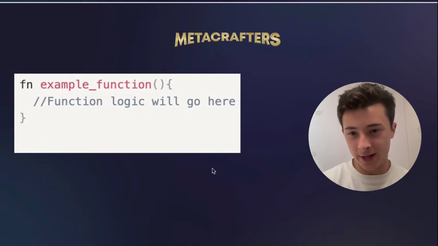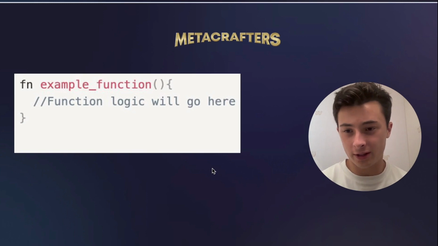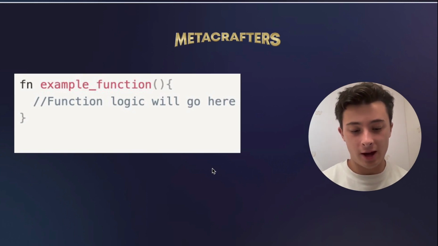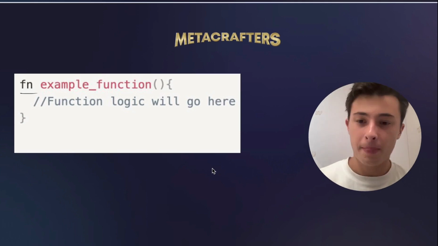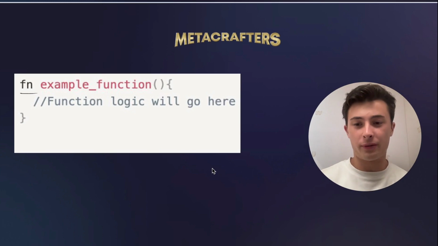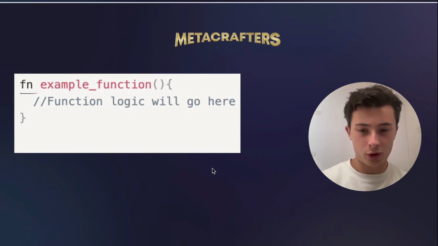Now, here we've defined an example function using fn example function, soft brackets and curly brackets as well. It's similar to C++ in that you'll have the function name, then soft brackets for parameters and curly brackets for function logic, except we have this fn here, which is a little bit different. That's just the keyword for defining a function in Rust. Once we've defined the function, we can put the logic inside.